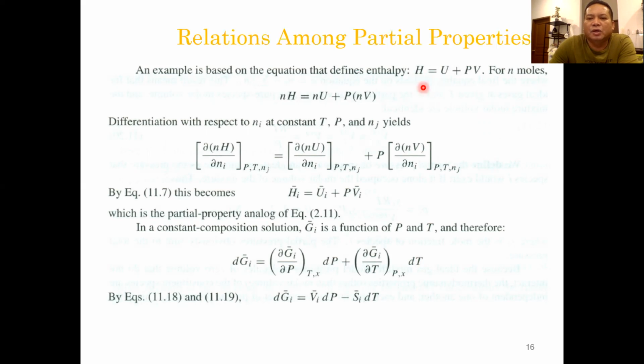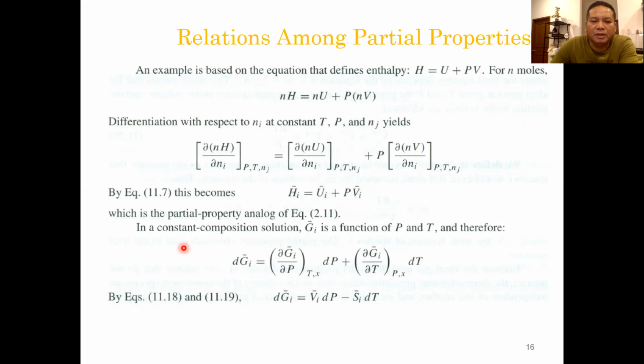Enthalpy is equal to internal energy plus PV. In terms of moles, we can put N in front, and V here, and then we differentiate with respect to Ni at constant T, P, and nj, which yields this equation. This is at constant P, T, and nj. So the equation becomes: partial enthalpy equals partial internal energy plus P times partial volume, since pressure is constant. So this is the partial volume.